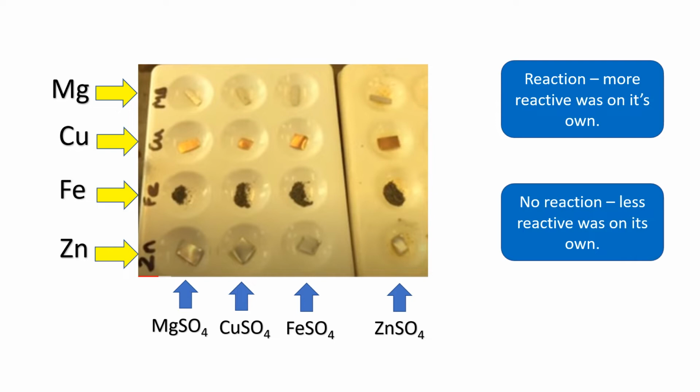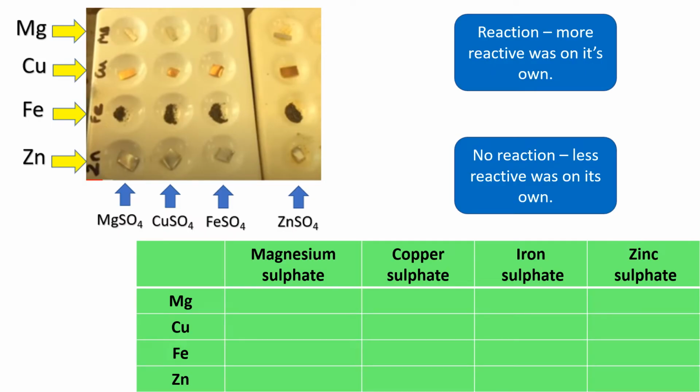And what I'm looking for, my rules here then, is if there is a reaction, the more reactive one was on its own at the start, and if there's no reaction, the less reactive one was on its own at the start. Okay, so I've drawn out this table. If you want to play along, by all means copy that out very quickly if you want to. If not, just watch as we go through.